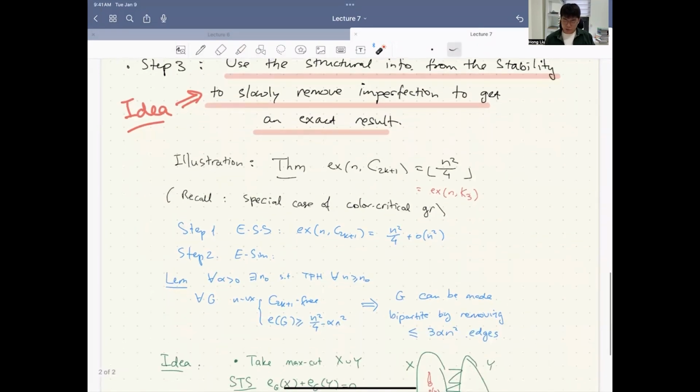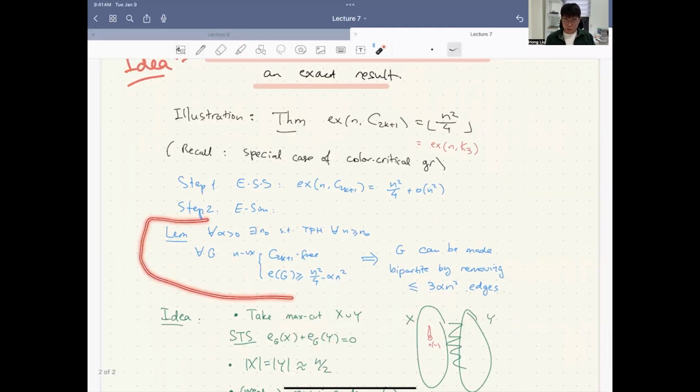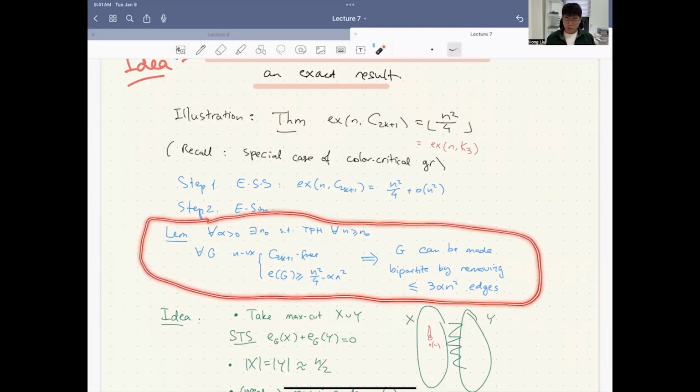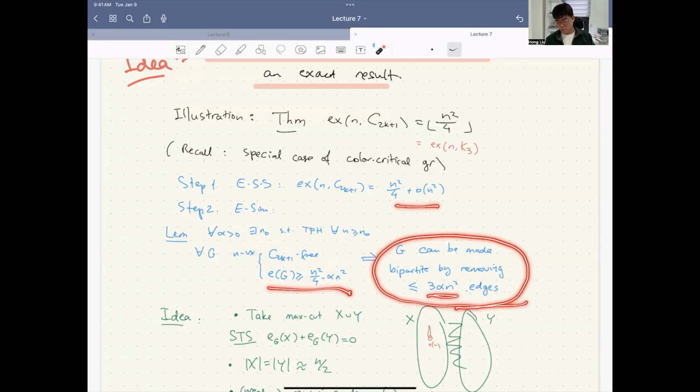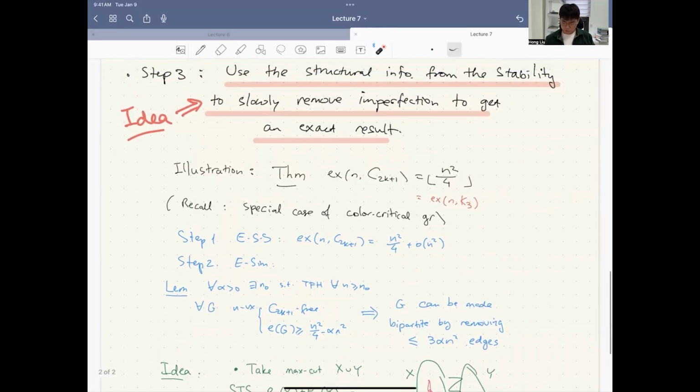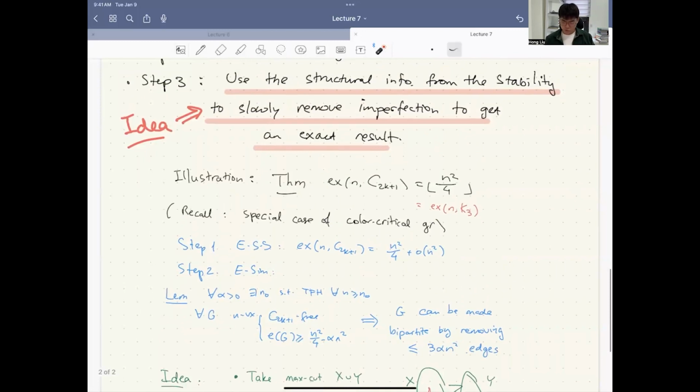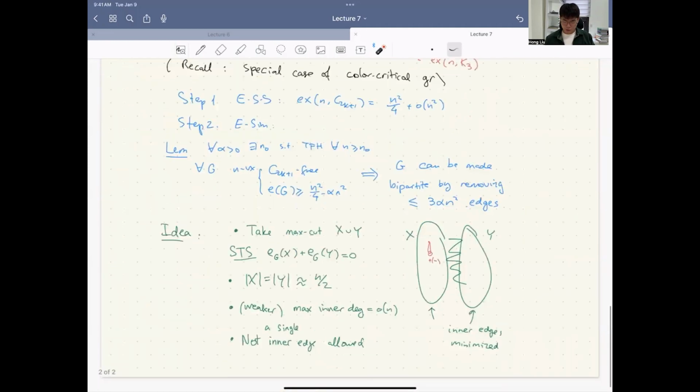Then the second step is also done. I just extracted these from the Erdős–Simonovits stability, saying that if you have a graph without an odd cycle and you are close to the extremal bound, then you are very close to bipartite. We can make it bipartite by removing 3 alpha n squared edges. So how do we use this structural information to slowly remove imperfection to make it exact?